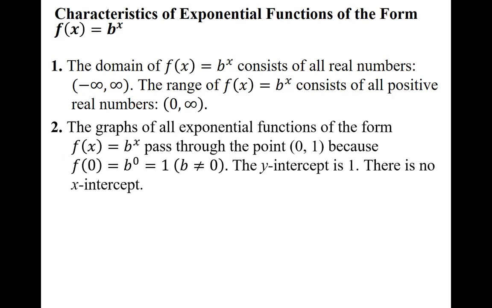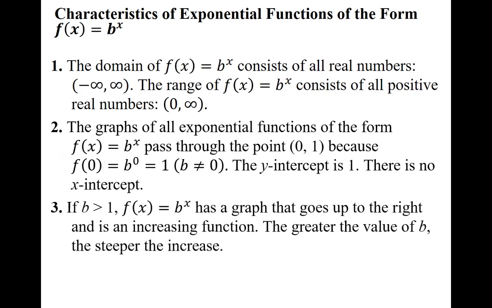And as I mentioned, the graphs of all exponential functions of the form base to the x pass through the point (0, 1), because anything to the 0 power will give us 1. The y-intercept is 1. There is no x-intercept, because again, it never touches the x-axis. If our b is greater than 1, we have a graph that goes up to the right and increases forever and ever. The greater the value of the base, the steeper the increase.